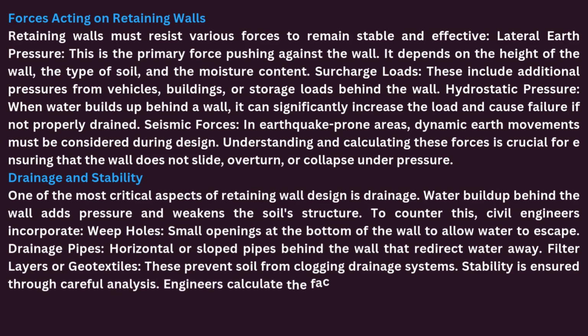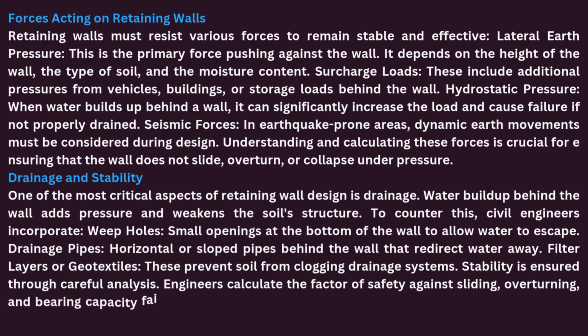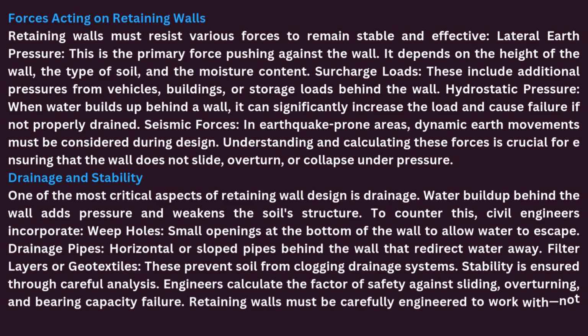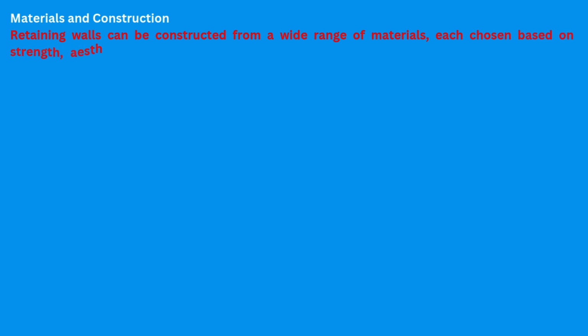Stability is ensured through careful analysis. Engineers calculate the factor of safety against sliding, overturning, and bearing capacity failure. Retaining walls must be carefully engineered to work with, not against, gravity and groundwater. Materials and construction. Retaining walls can be constructed from a wide range of materials, each chosen based on strength, aesthetics, and environmental conditions. Concrete. Common for cantilever and gravity walls due to its durability and strength.